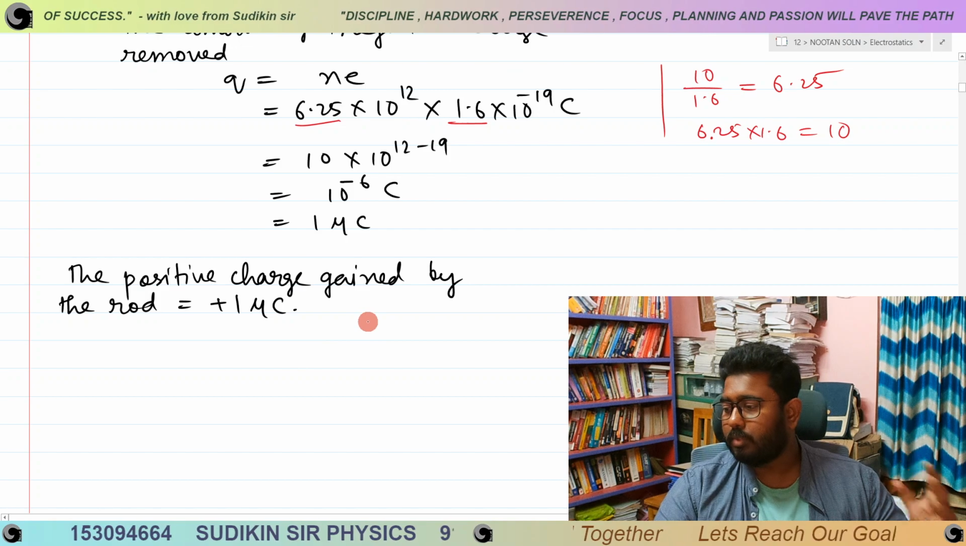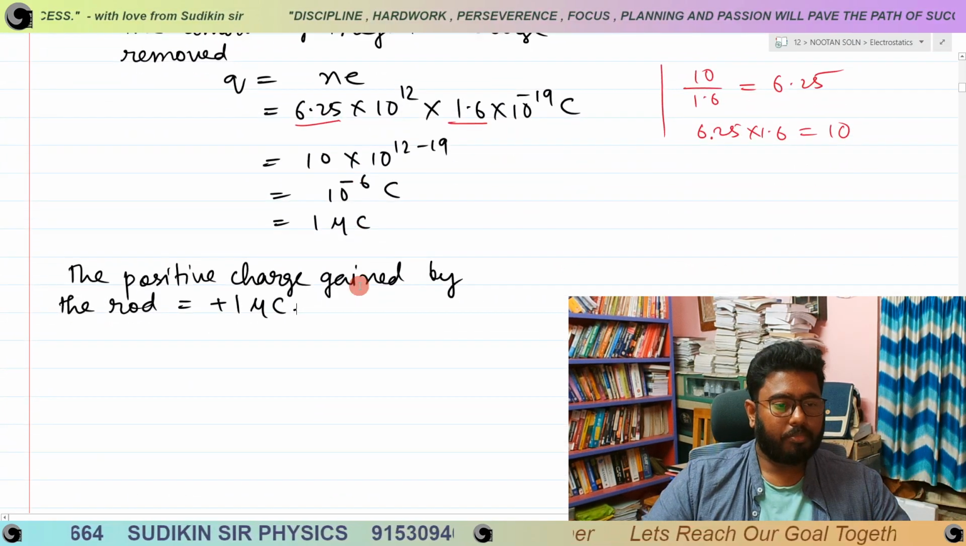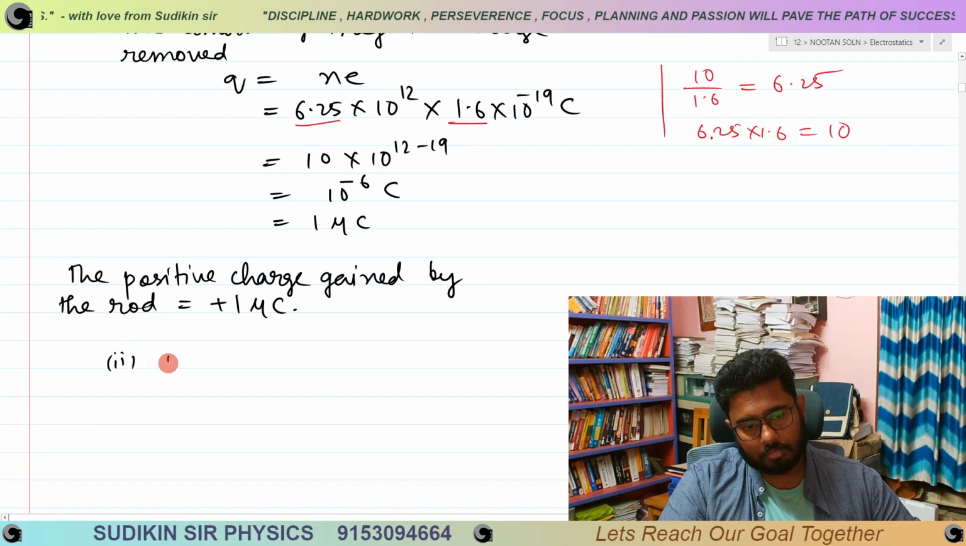Next, they are asking what will be the change in the mass of the rod. So this is part 1. Part 2: they are asking what will be the change in the mass of the rod.